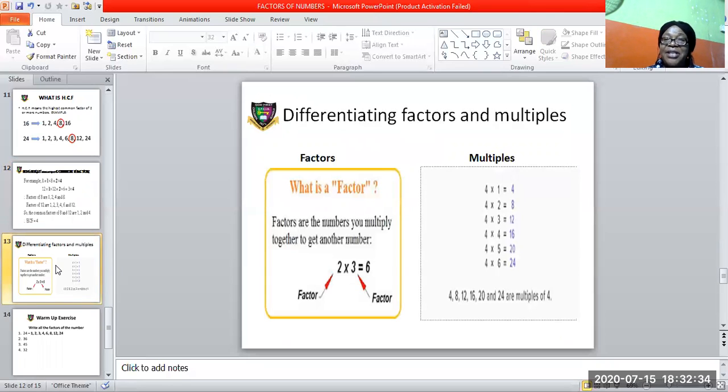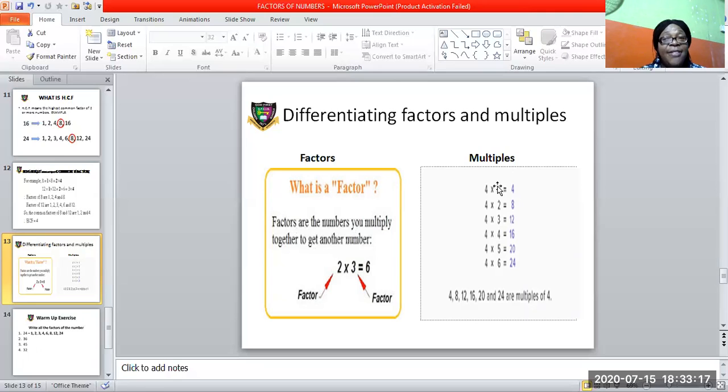Let us know the difference between factors and multiples. We must be able to know the difference between factors and multiples. Is that clear? Now, we have to differentiate between them. Remember that factors are the numbers you multiply together to get another number. Is that clear? Okay. But multiples are group counting numbers.